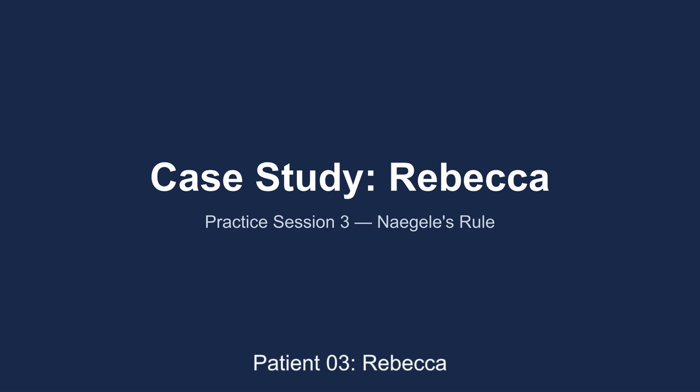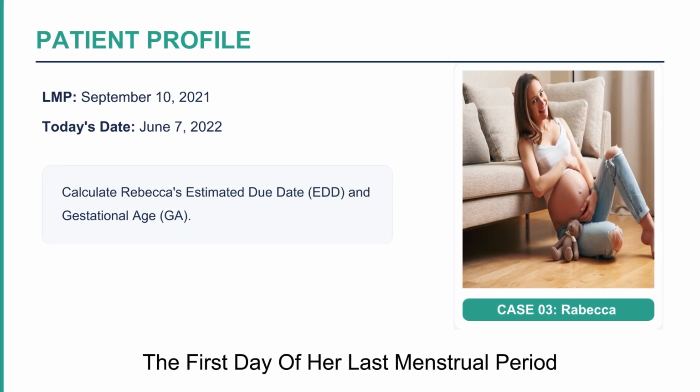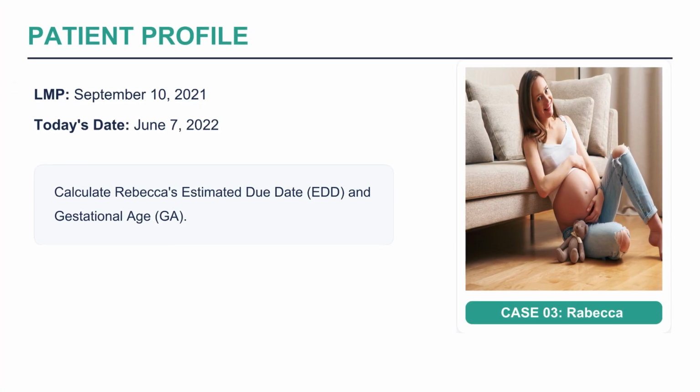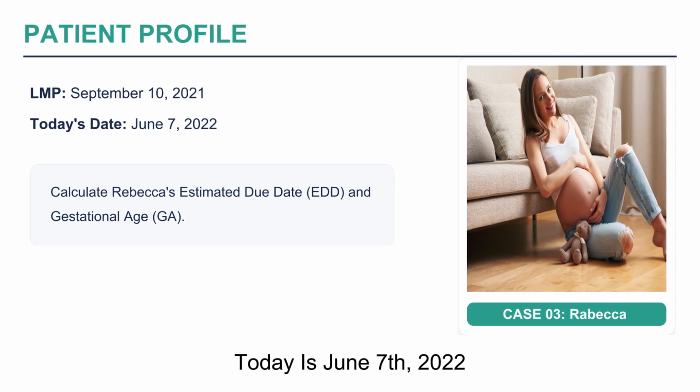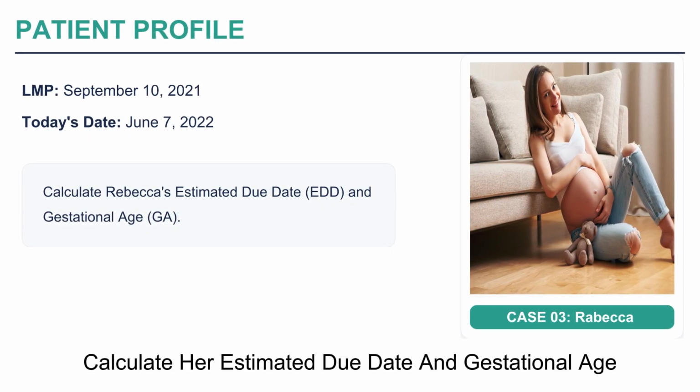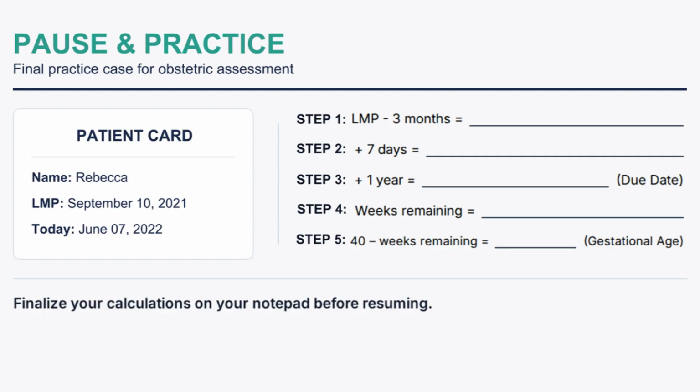Patient 3, Rebecca. The first day of her last menstrual period was September 10th, 2021. Today is June 7th, 2022. Calculate her estimated due date and gestational age using Naegele's rule.